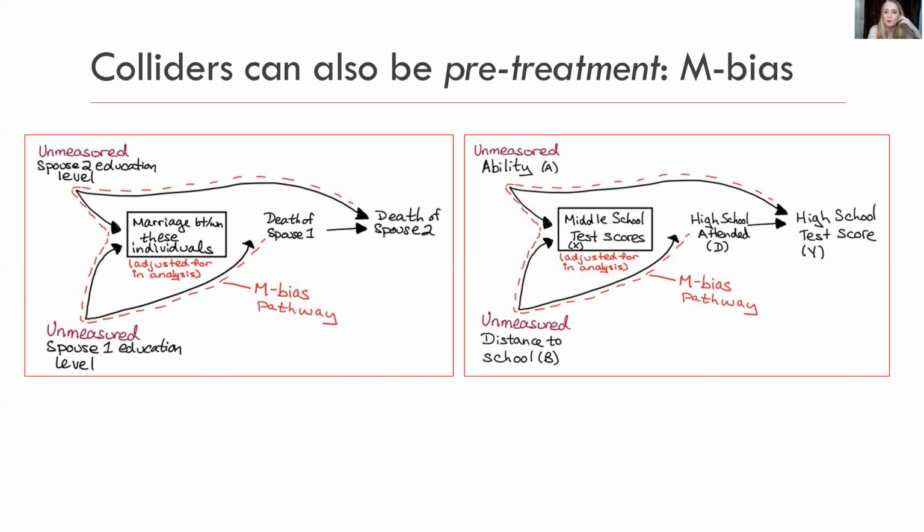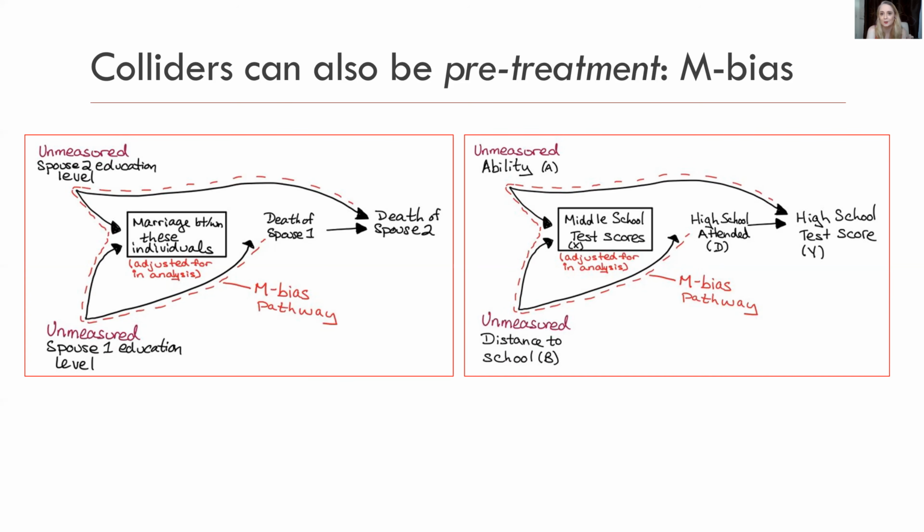But the example on the right gives us another way of thinking about it. Here we want to know, does the high school you go to affect your score on a high school standardized test? So our exposure is high school attended, our outcome is high school test score. It's really common in these types of educational analyses to control for middle school test scores. And the idea is somebody who tests well in middle school will test well in high school. And so maybe that's a confounder.